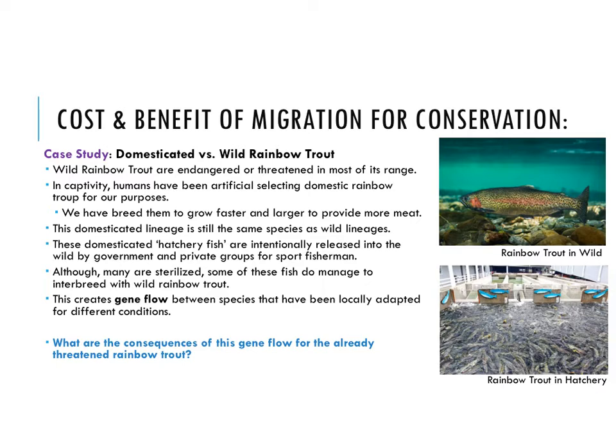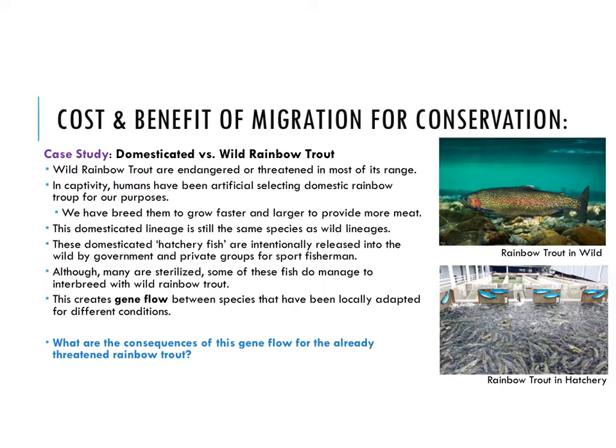In this particular case, rainbow trout are endangered or threatened in most of their ranges. So they're already facing challenges. And now we're inundating them with genes from a population that was adapted to a different type of environment, right? Domesticated rainbow trout have been bred to grow fast and to get big so that they provide more meat.